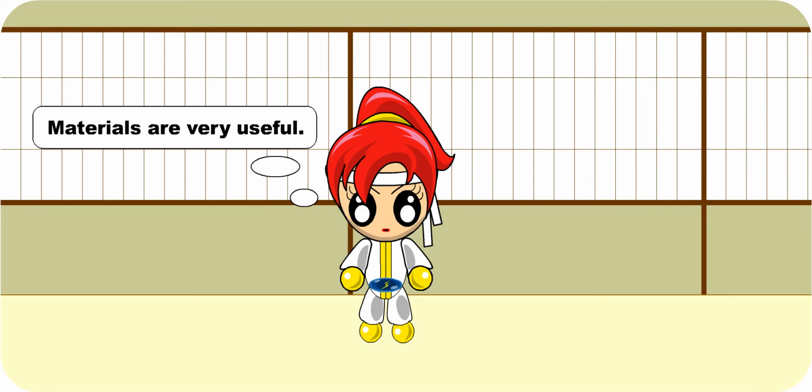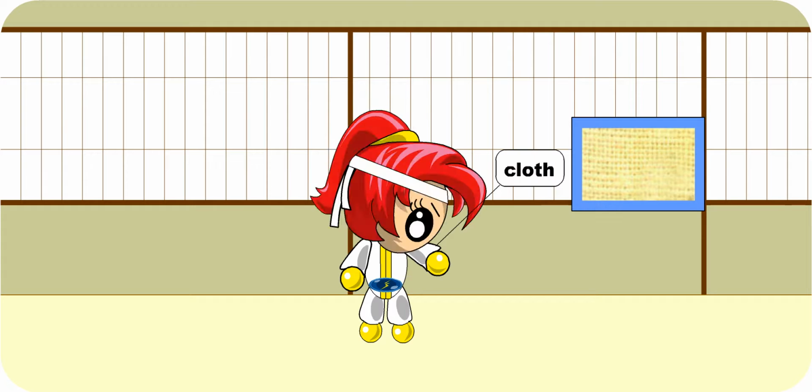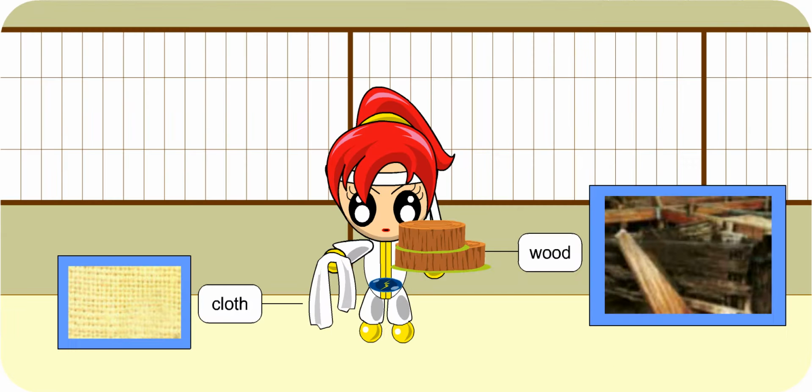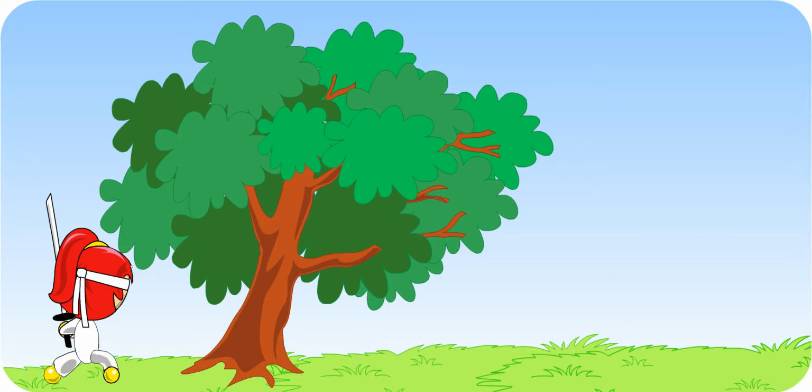There are many kinds of materials. Can you name some of them? My clothes are made up of cloth, and my pencil is made of wood. So cloth and wood are materials. Good. Let's find out where we can get them.